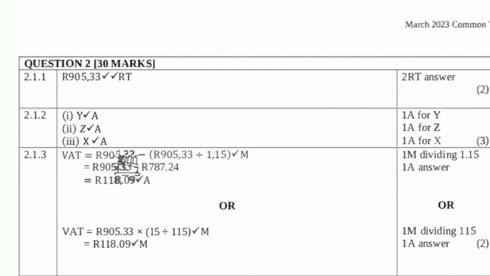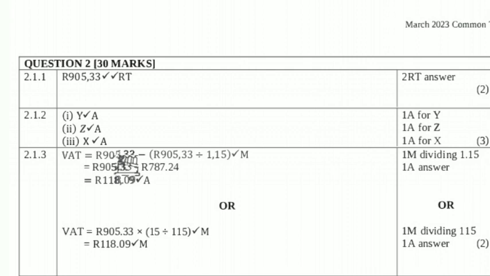If the VAT was 30%, let's say the VAT is 30%, I don't know for what reason, you say 905.33 multiply, then you say brackets, then you say 30 divide by 130, then you close the bracket.